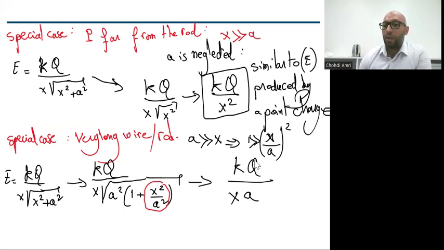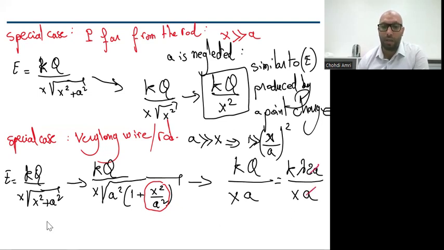And what do you think about this q? How much did we say q was? We said q is lambda times 2a. Now we can cancel this a from this expression, and we get that the electric field produced by the rod will be 2 lambda k divided by x.